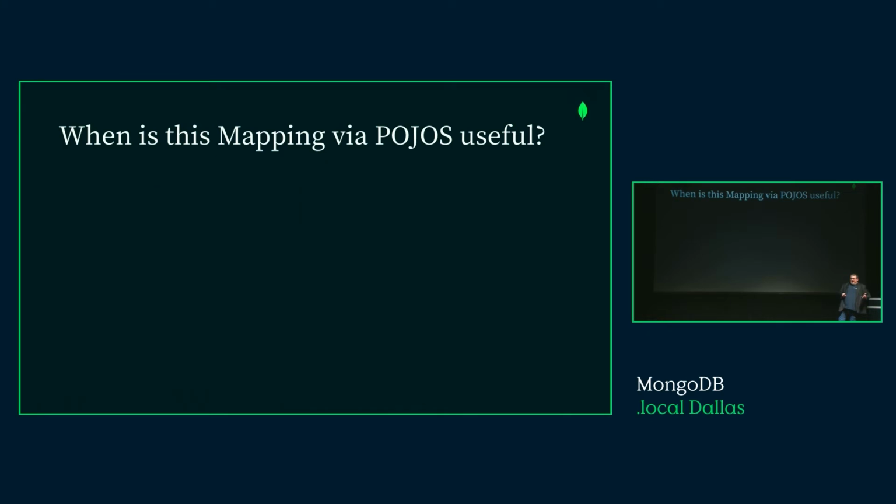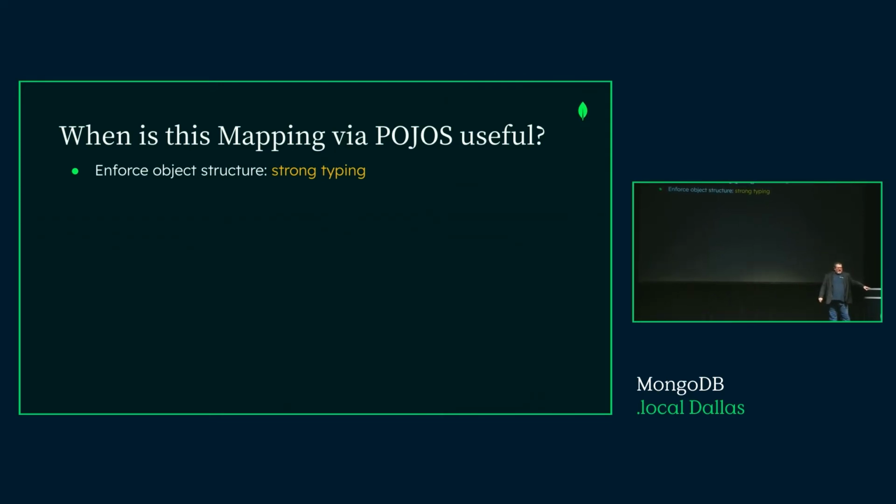So, when is mapping via POJOs useful? If we're trying to enforce strong data typing. Who here has been a developer since they were kids and is used to strongly typed languages like C, C++, Java, things like that? Show of hands. All right, good show of hands. We're used to strongly typed languages. I started off as a functional procedural programmer with Pascal and languages like that. So that's the way that I like to think.